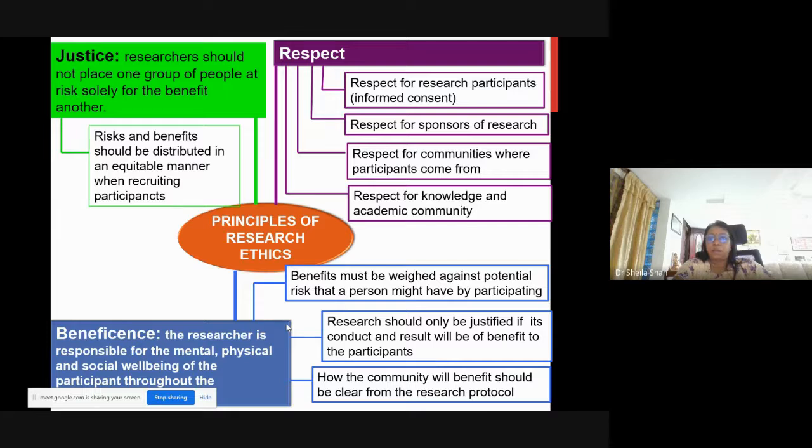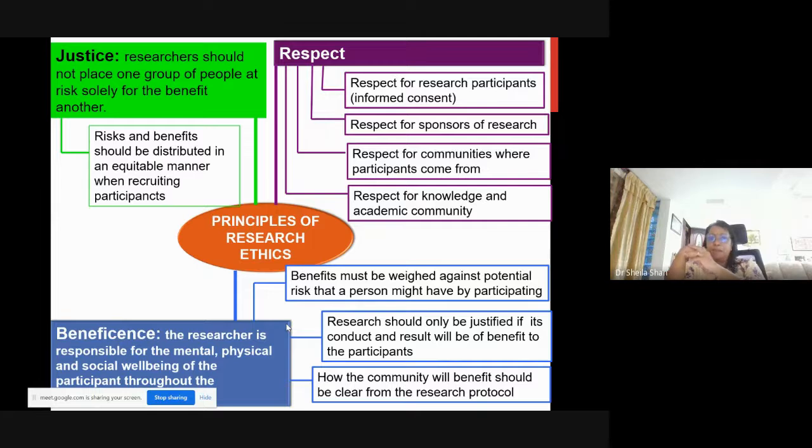You cannot put a risk on one group and benefit another group. If you have two groups and you want to compare the intervention between them, you cannot be biased towards one group. You cannot make one group worse, because whatever research you do, you want to show that the intervention group performs better than the control group. You cannot do that.